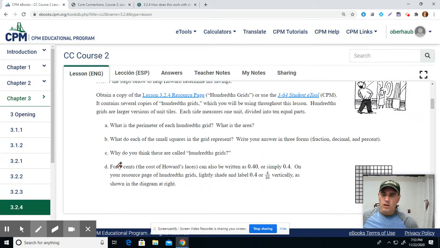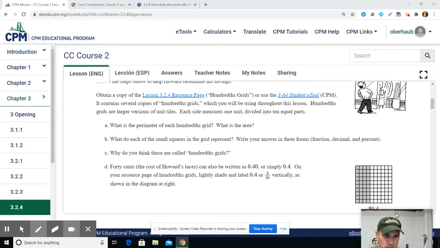All right. So 40 cents can be written as 0.40 because 40 cents is 40 out of 100 cents. Or 0.4. On your resource page of 100 grids, lightly shade in 0.4 or 4/10 vertically as shown in the diagram to the right. So you'll notice, let me move my picture out of the way, that they've got this 100 grid and they've shaded 4 columns, because that would be 40 cents. Imagine each of these squares is 1 cent. So the whole thing would be worth like $1. So 40 cents would be 4 of those.